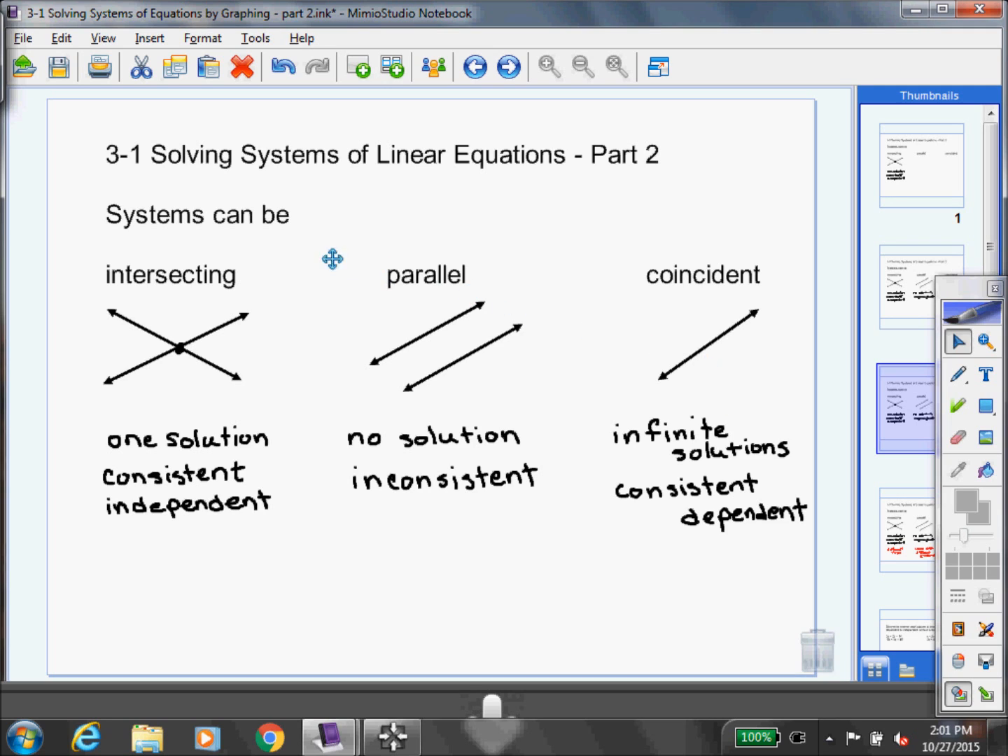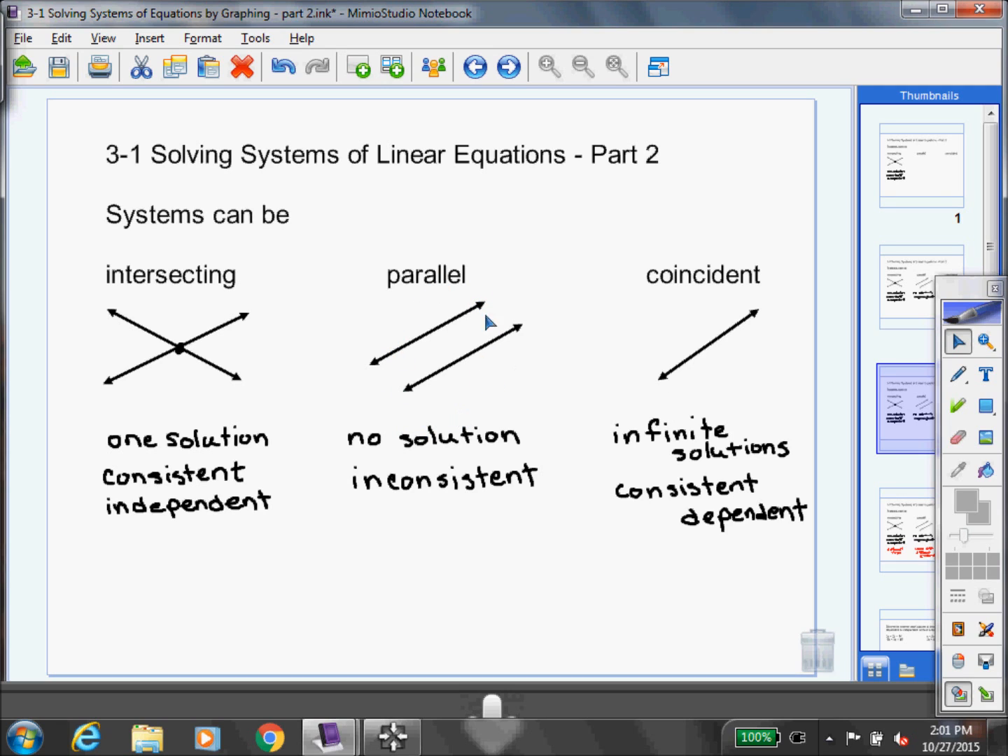And when we're looking at these, when we put them in y equals mx plus b form, we're going to be able to tell without graphing them whether they're independent, inconsistent, or dependent, because we're going to think about the slopes. Let's think about parallel first, because we've talked about that a lot. What's true about the slopes and parallel lines?